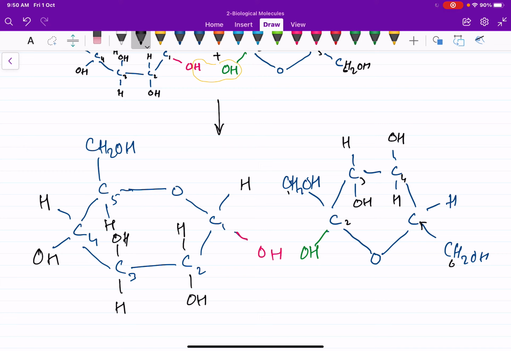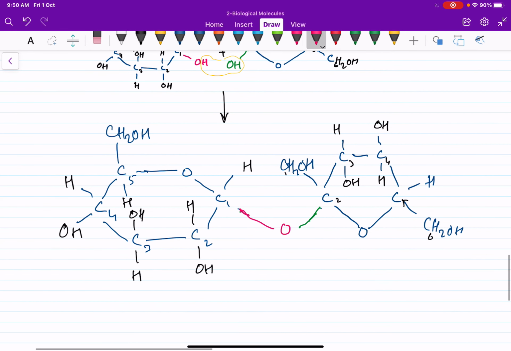Now this hydroxyl group has to be eliminated from one and hydrogen from the other. It doesn't matter which of the hydroxyl groups you remove and which of the hydrogens you remove from both of these functional groups. You can remove this and this hydrogen, and in between them you will have this linkage between the two. This is a glycosidic linkage.